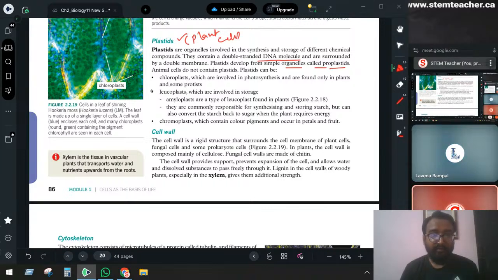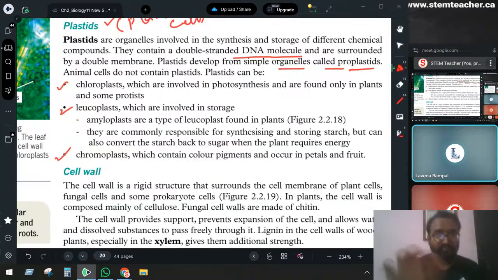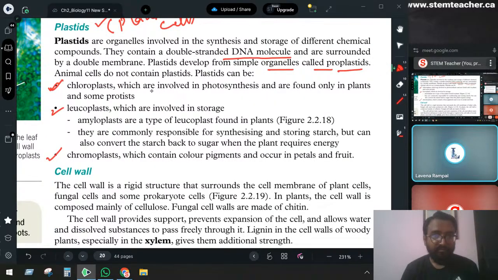Okay. Chloroplasts, which are involved in photosynthesis and are found only in plants and some protists. Okay. So this is a general point. What will the chloroplast do? It takes the sunlight, it takes the water, it takes the carbon dioxide, and it forms the carbohydrates. So this is the process of photosynthesis, and it is available only in the plants. Okay, next.